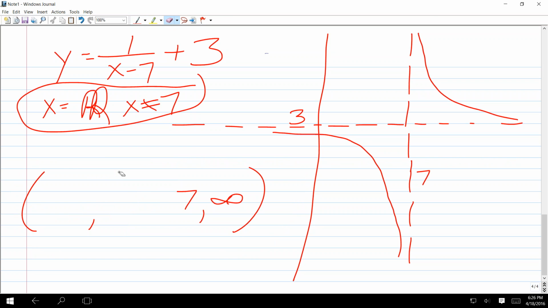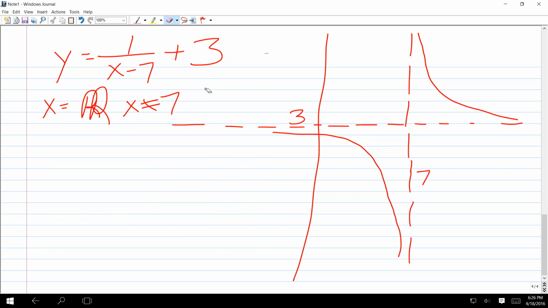What's the range of this function? Wouldn't it just be all real numbers, or no? Can it ever be 3, according to my graph? No. And notice why it cannot be 3.